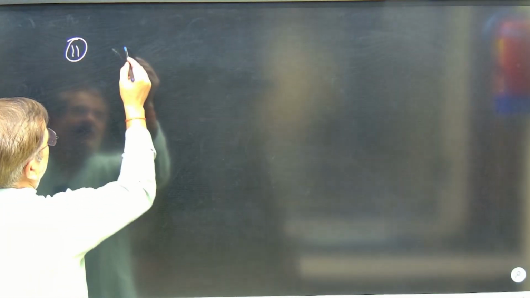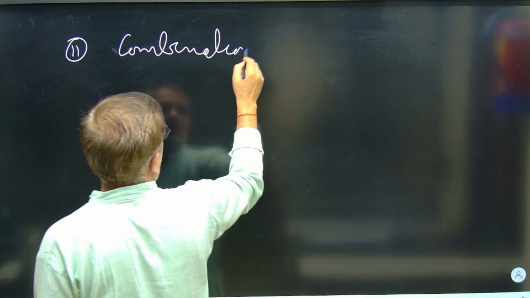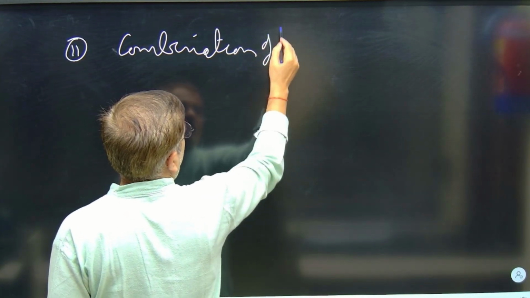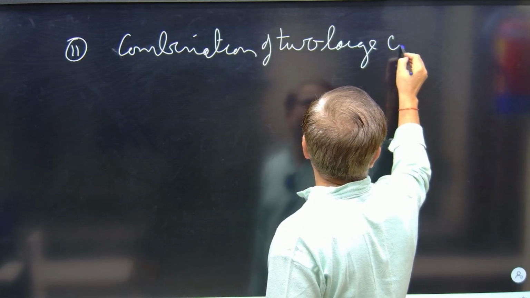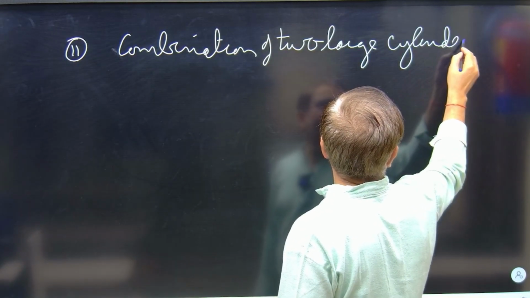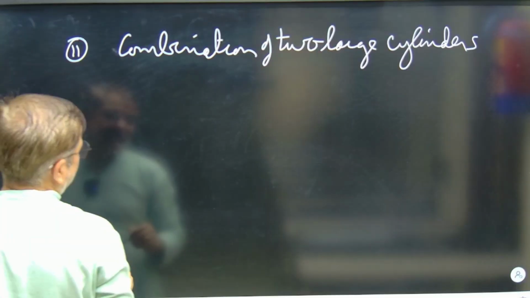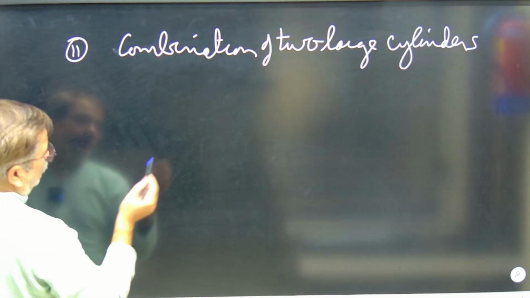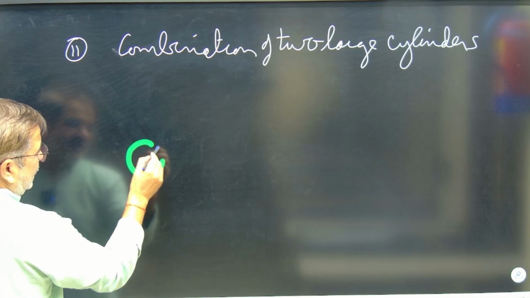Next, the second case I see for the same mutual inductance. Second case, I am taking what? It is a combination of two large coaxial cylinders carrying current in opposite directions. And how it is happening, just see. Say one of the cylinders is this.